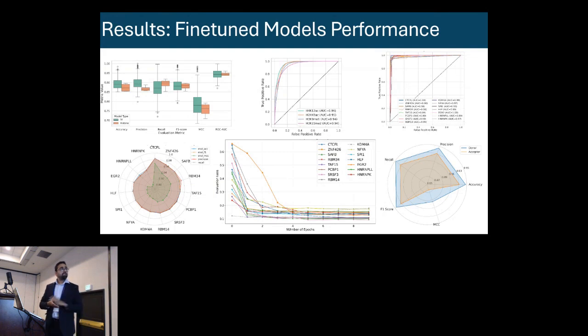The first figure is... among the 460 TF models, only 4 came from the histone marker models and all the others from TFs. The green one shows the TF models and the red one the histone markers. The first figure shows the accuracy, precision, recall and other performance metrics for all 460 models.